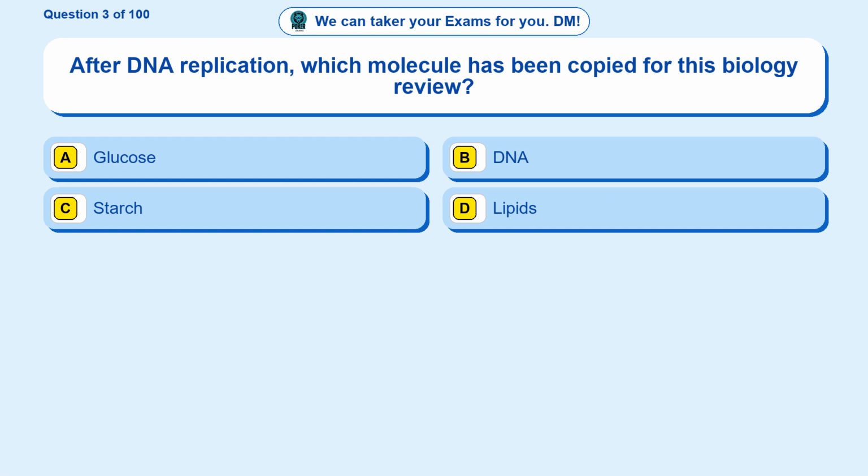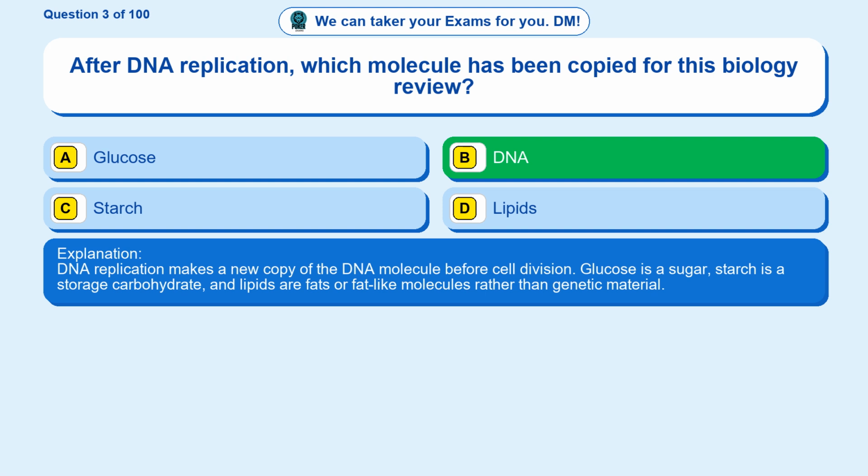Question 3. After DNA replication, which molecule has been copied for this biology review? Option A, glucose. Option B, DNA. Option C, starch. Option D, lipids. The correct answer is option B, DNA.